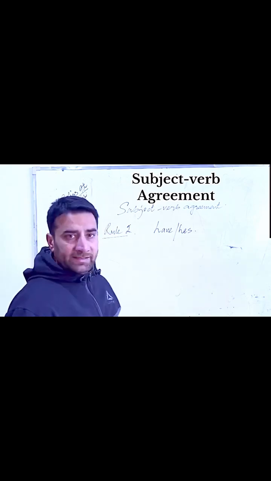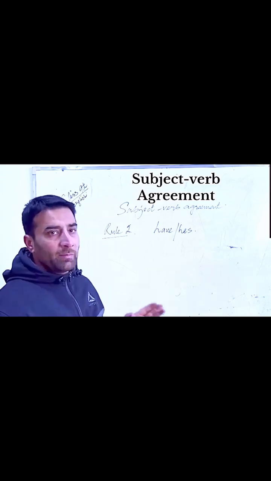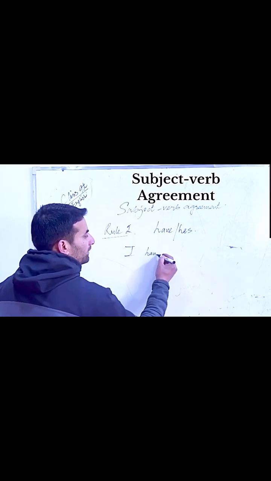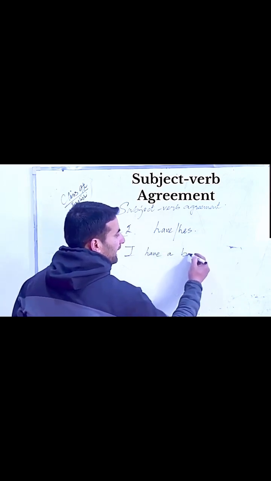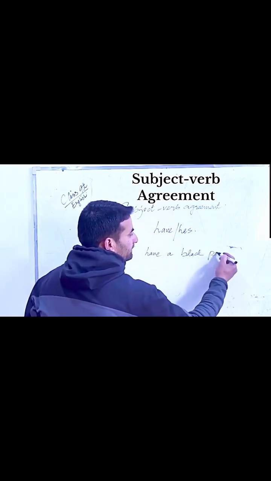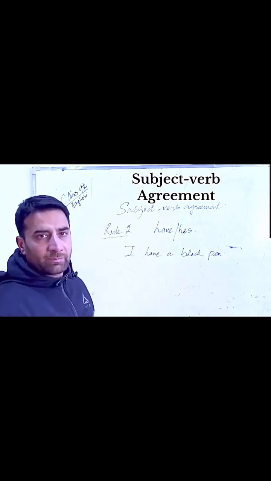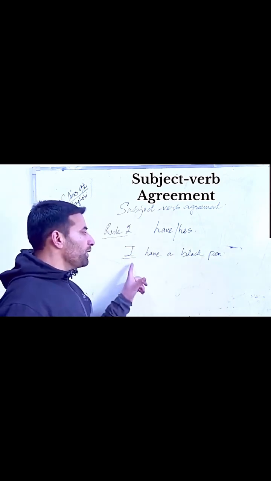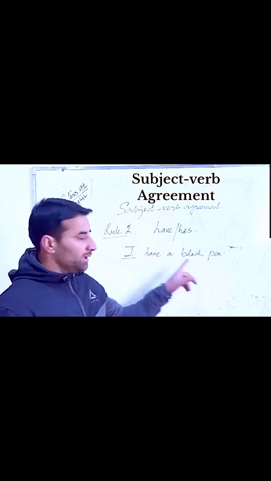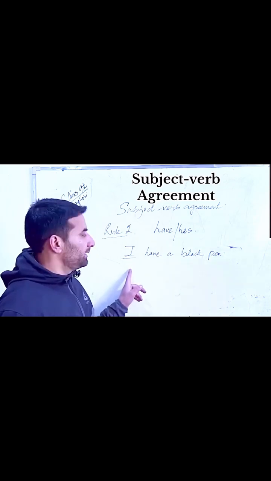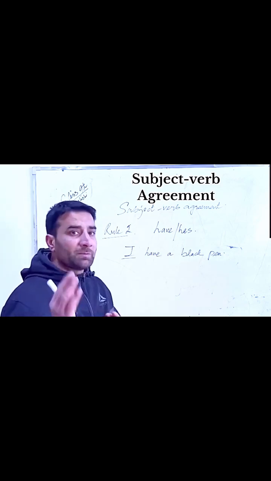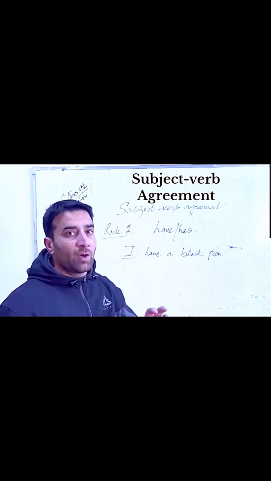Let us go for an example to understand it in a much better way. I will write a sentence. I have a black pen. So here it is first person singular. You can also say we have a black pen. You have a black pen. And they have a black pen. You can add the name as in plural, third person plural. Javed and Junaid have black pen.